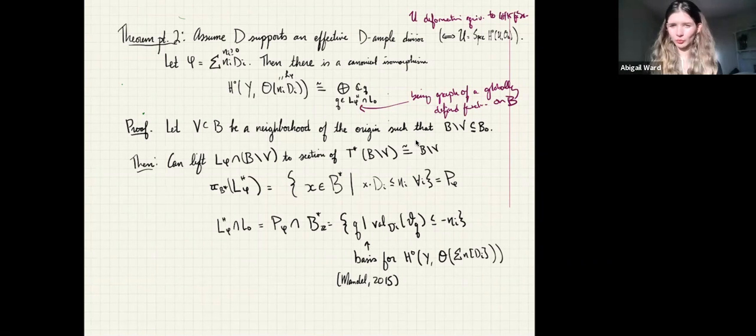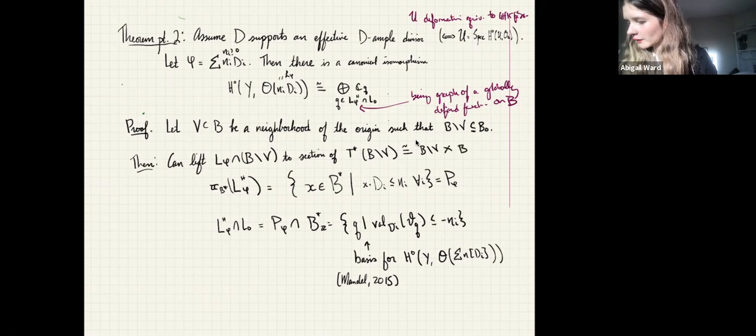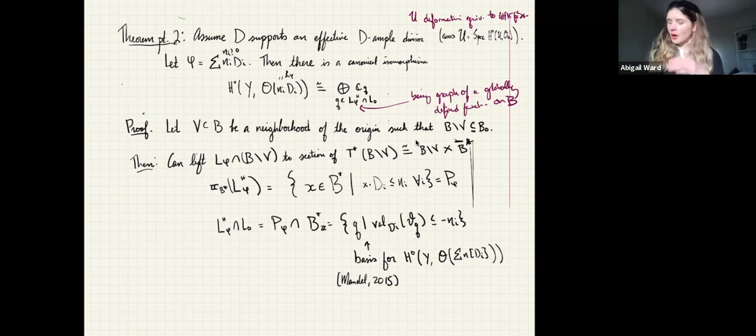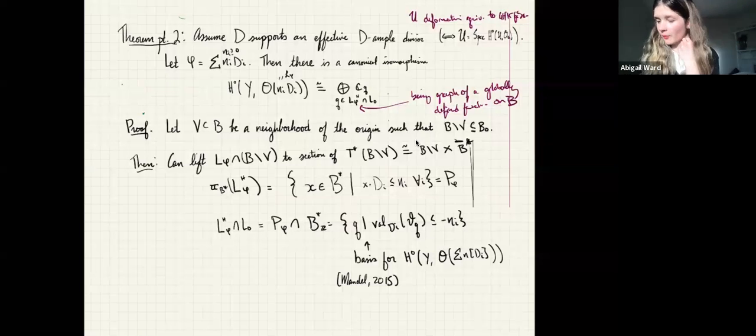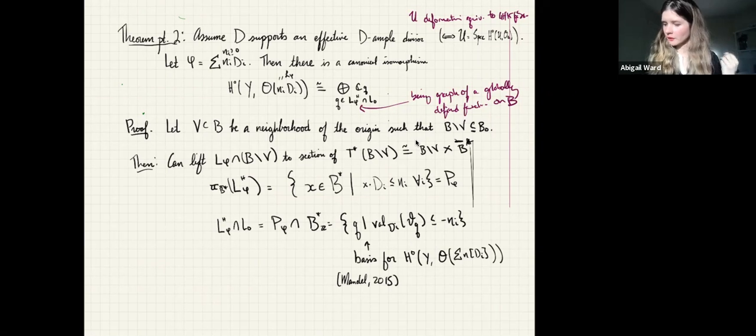does not have any intersection points with your zero section, again after perturbation, in a neighborhood of the origin, except for one point. So then I can lift this guy to a section of the tangent bundle, because it's a graph of an honestly defined function, which is canonically isomorphic to B minus this neighborhood of the origin times this B naught star. Okay, and then you can look at the projection to this B star of your Lagrangian under this product.